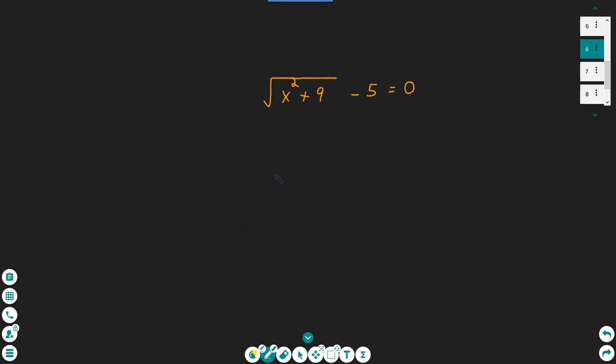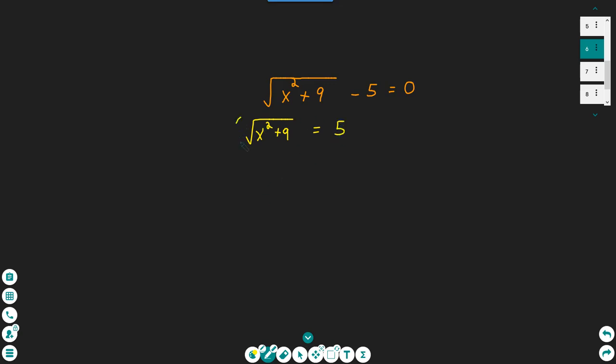All right, so how did you do? This one's a little tricky. Let's try it out. So to begin with, we're going to isolate the radical. So we have the x squared plus 9, and we're going to move this negative 5 over to the other side, turning it into a positive 5.